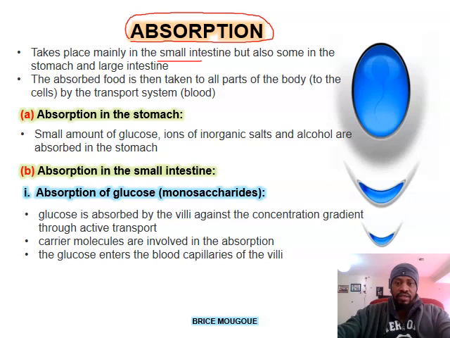Absorption mainly takes place in the small intestine, although some amount of absorption takes place in the stomach and in the large intestine. But when we're thinking of absorption, we mostly focus our attention on the small intestine, where it mostly occurs.